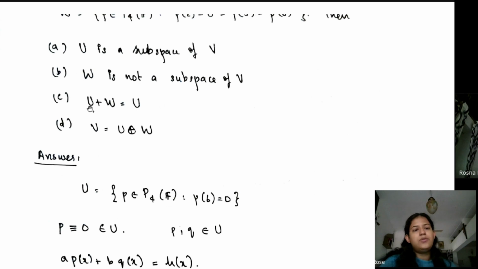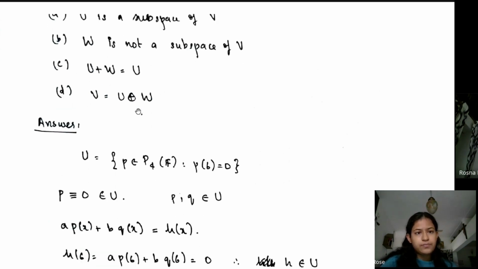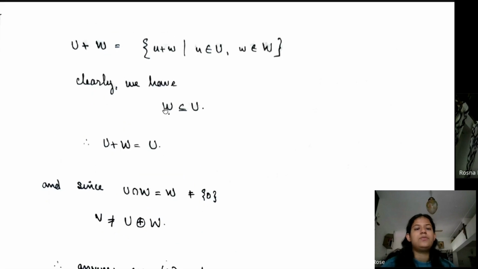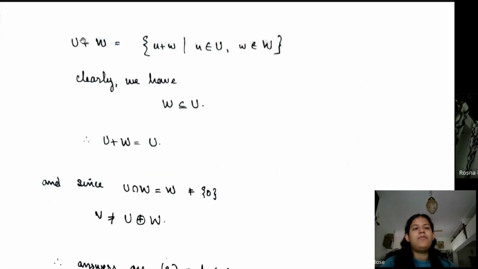The next one is U plus W equal to U. We know that U plus W is the collection of elements u plus w, where u belongs to U and w belongs to W. And W is a subspace of U, because in U we only have the condition that P of 6 equals 0. For W we have P of 2, P of 6, and P of 5 equal to 0. So W is a subspace of U. Then when you consider U plus W, it will clearly be U itself. So C is correct.